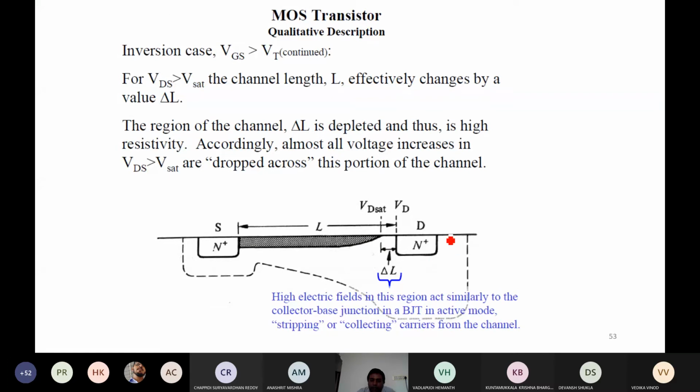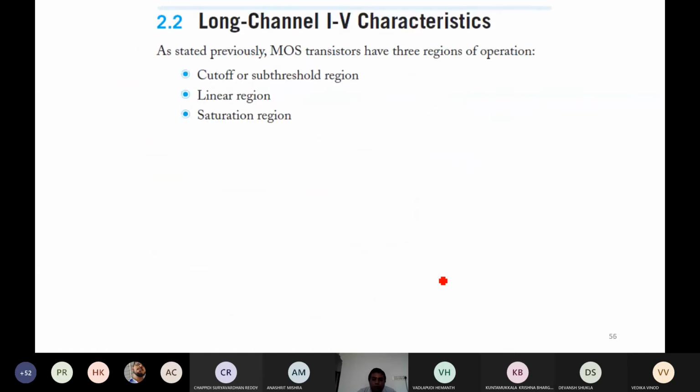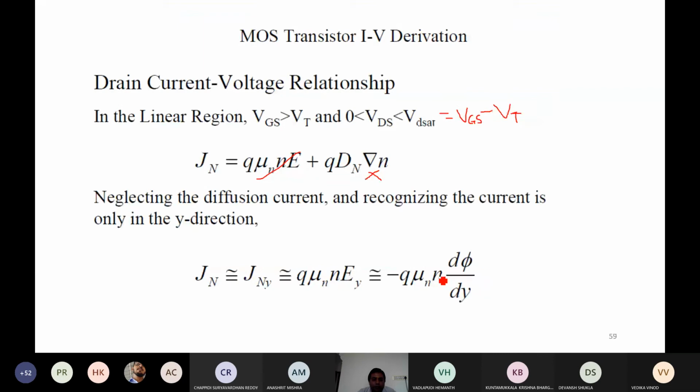And here in the pinch off condition, you can see so much width of the depletion region near the drain. The PN junction between the N plus drain and the P body or P bulk has some reverse bias, and the depletion width of this reverse bias increases with VDS, so the depletion region is very wide in this situation. This is why all the extra voltage is dropping in the pinch off region.